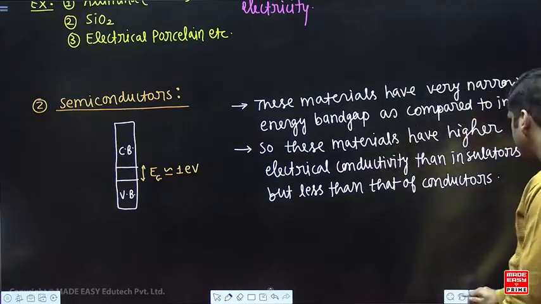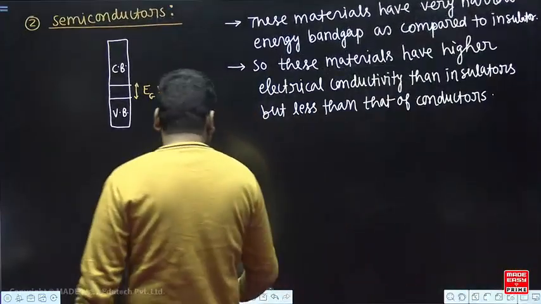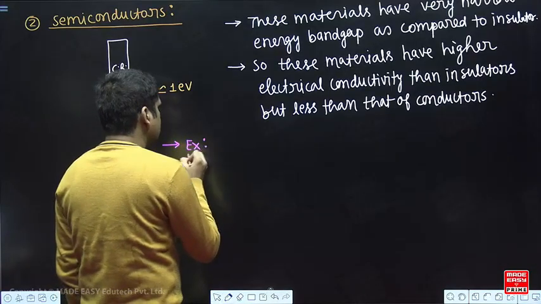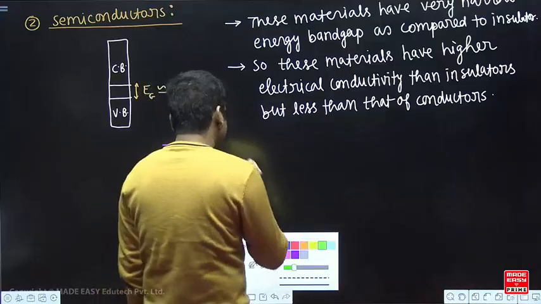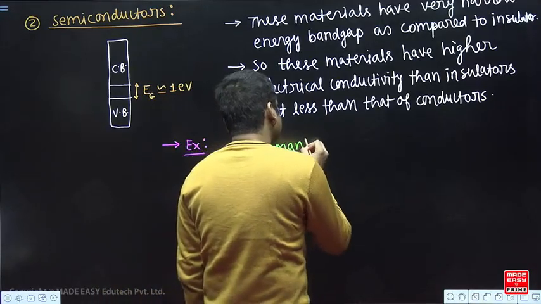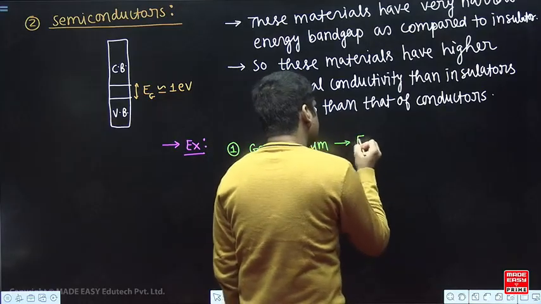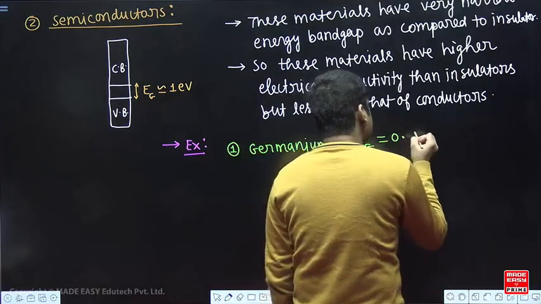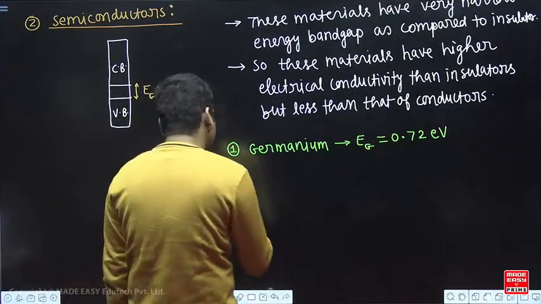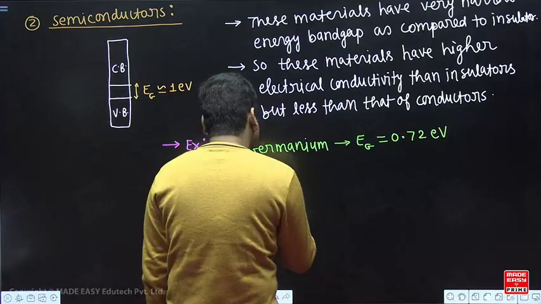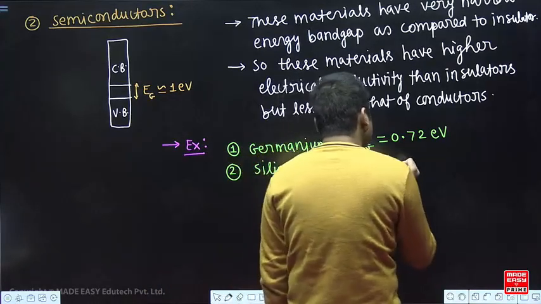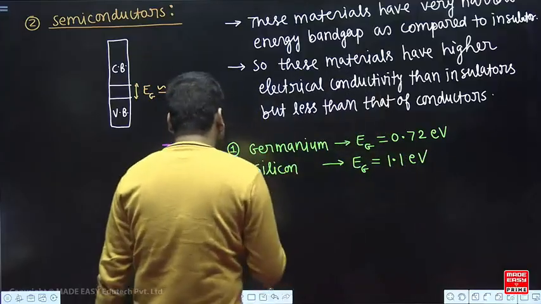Some important semiconductors we have, for example, germanium. The band gap in germanium is 0.72 electron volt at room temperature. If you can remember, it's good. If you cannot remember, then you should know which is more and which is less. Then the other is silicon. The band gap in silicon is 1.1 electron volt at room temperature.